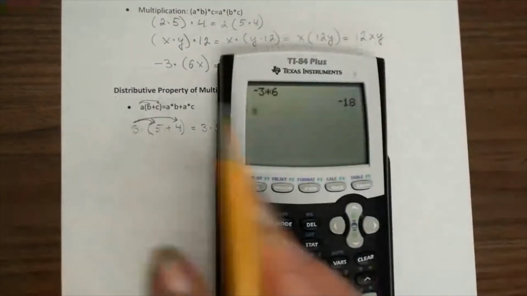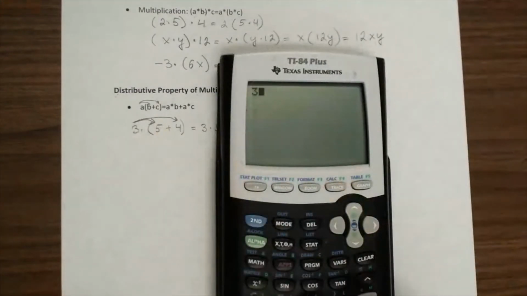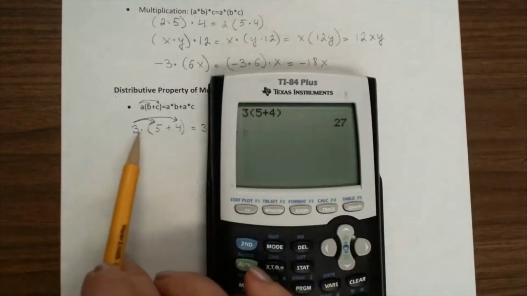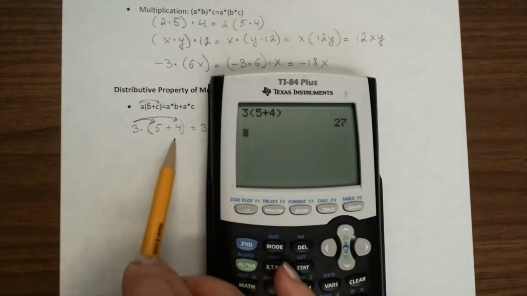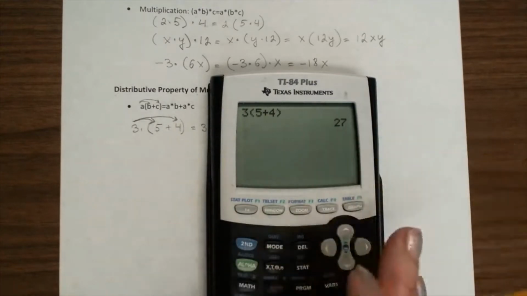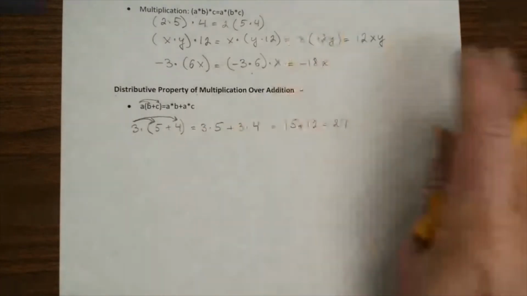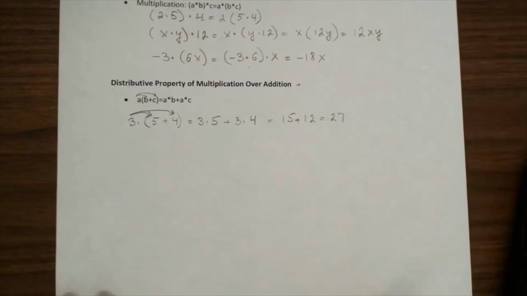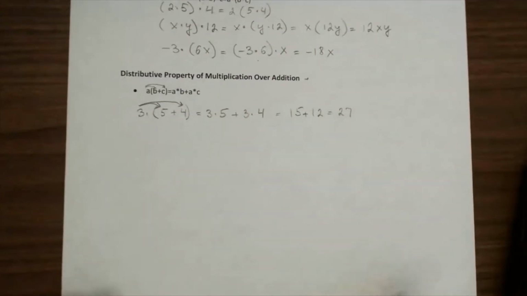Let's check the left side. 3 parentheses 5 plus 4. 27. So when we have numbers, we can type our problem on a calculator and we will get the answer. Or we can use the distributive property and we get the answer. What are we going to do when we have variables?